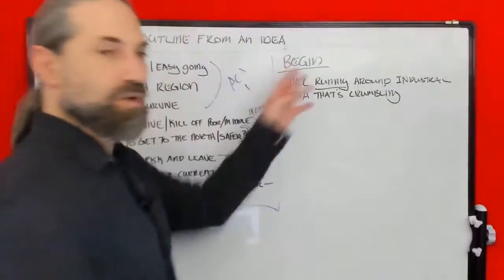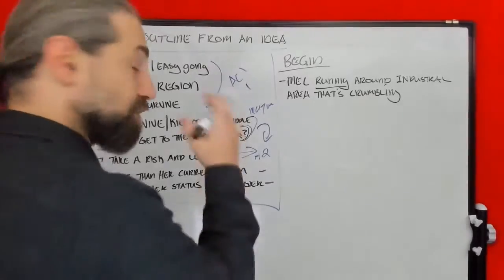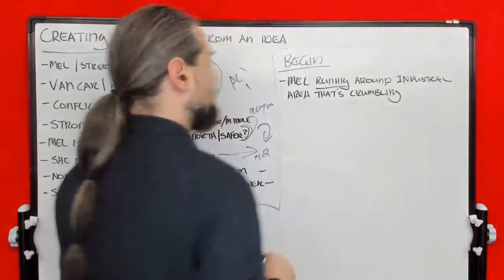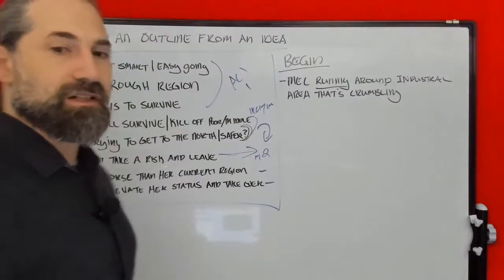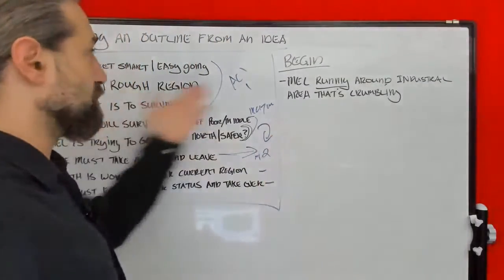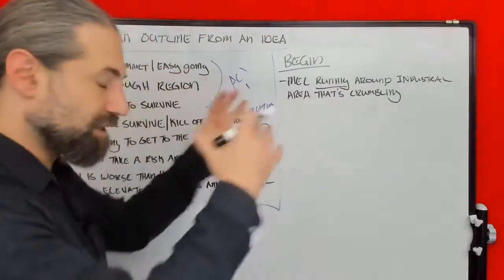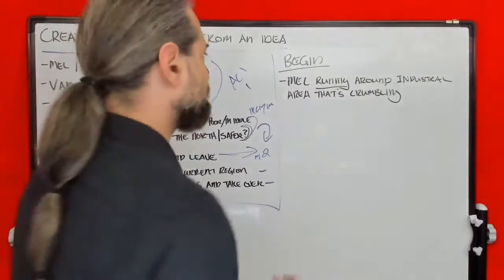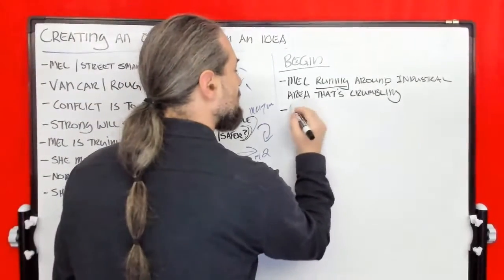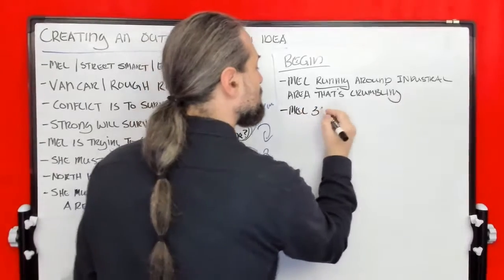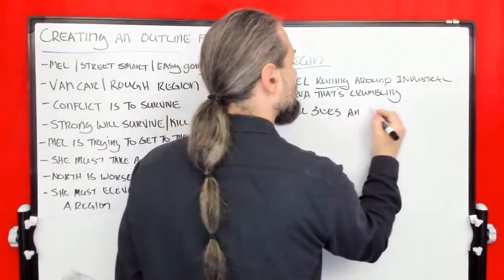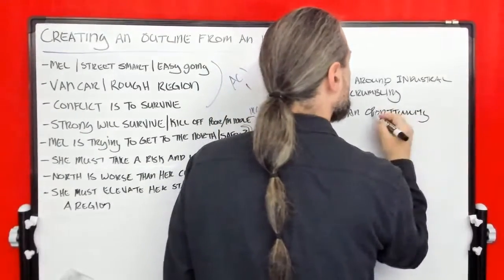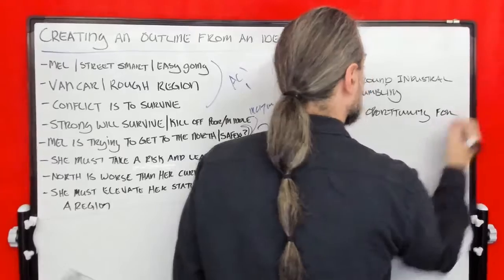This one is just how to work out the ideas that you brainstormed, and to put them into position. So Mel running around industrial area that's crumbling. We want to know that the region is rough, so we've already established that just through action, not telling, just visually, that's an interesting visual. The conflict to survive. So there's something, right? So maybe Mel sees an opportunity for food.